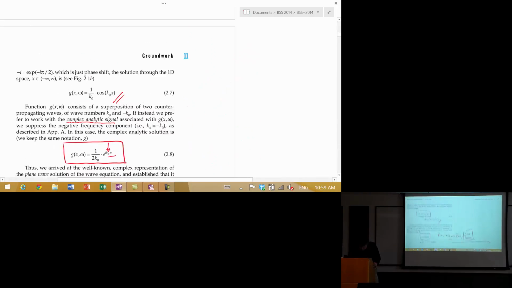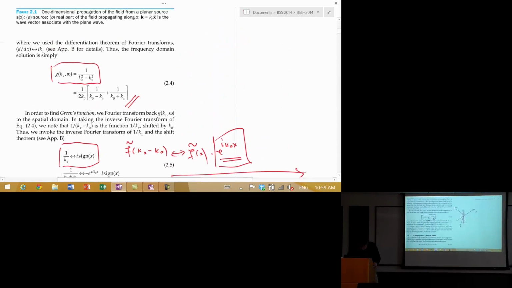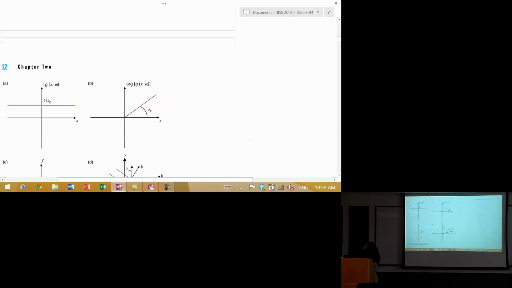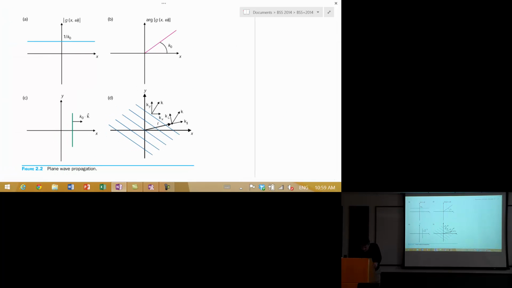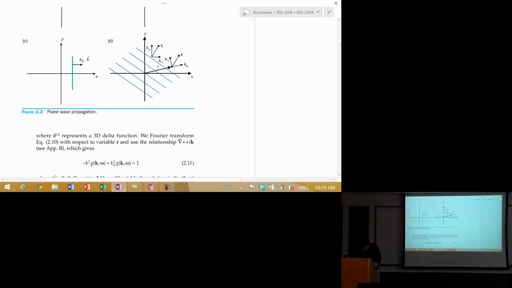I got the picture. All right. So if you plot, again, the amplitude versus x, it's a constant. That happens to be 1 over k naught. If you plot the phase, the solution is linear, right? So it's e to the i k naught x. So it's linear in x, and the slope is k naught. So if you have a plane wave going along x, you get k naught times x.